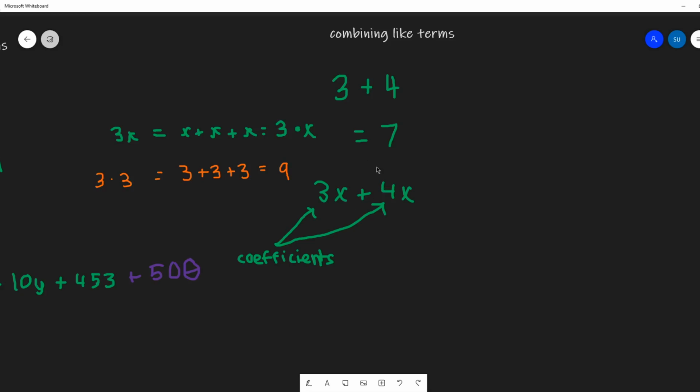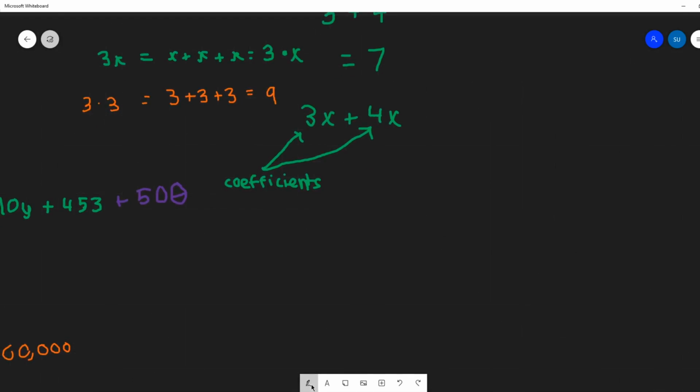So like you see that 3x and 4x, the variables are the same. It's the same x, right? And you have coefficients in front of them, and the expression is asking you to add them together. Well, what you could just do is add the coefficients together. So you could say, okay, 3x plus 4x, that's equal to 7x, because 3 plus 4 is 7.